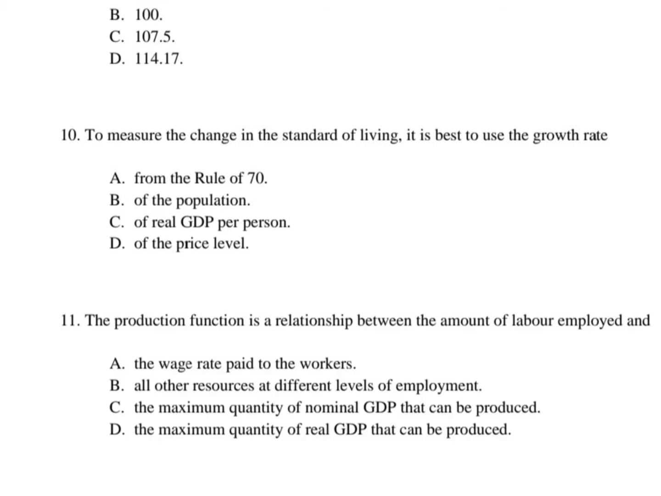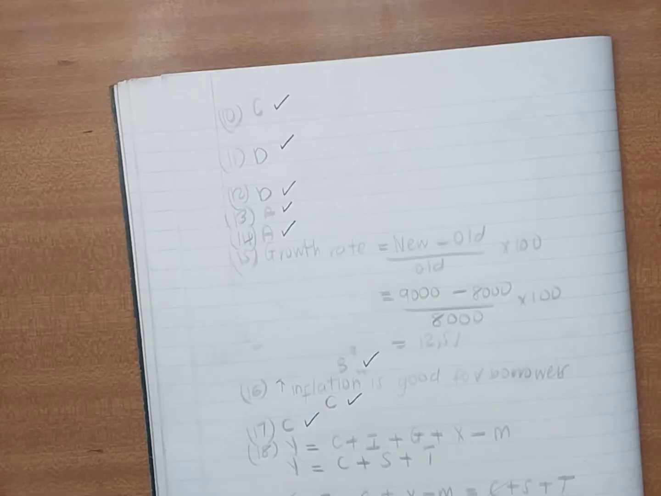Number 11 says the production function is a relationship between the amount of labor employed and, okay, so the production function will always tell us the relationship between the labor employed as well as the maximum quantity of real GDP that can be produced. You should know that. So the answer for this one is D.